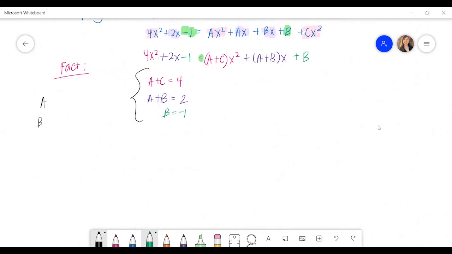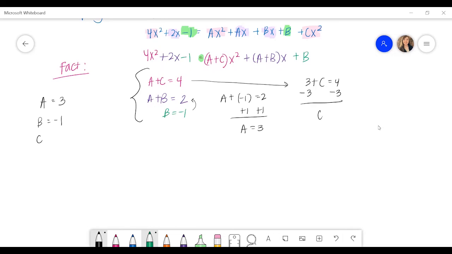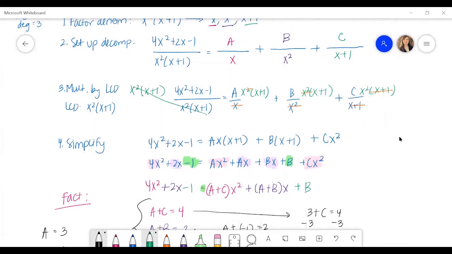We do have one of our answers already. So A, B, C. B is -1. So this gives us, really, I can just substitute. So A plus -1 is 2. We add 1 to do the opposite, and A is 3. There's 2 of your values. And then we can plug that into the first one. So that's 3 plus C is equal to 4. We move our 3 over, and it means C has to be 1. So A is 3, B is -1, C is 1.